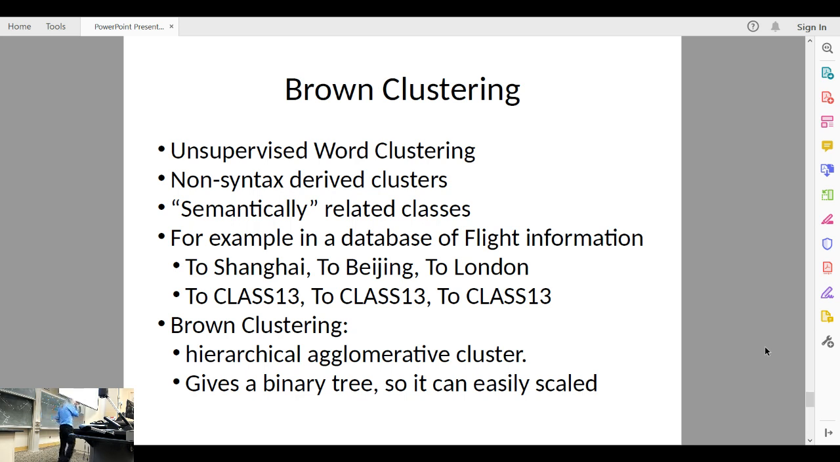But there's a number of pretty interesting semi-stochastic techniques that can be used to get pretty good results for Brown clustering out there, and it's often a useful thing to do, okay, depending what you're doing, to give classes to your words. And it does group together things that are sort of semantically similar, okay.